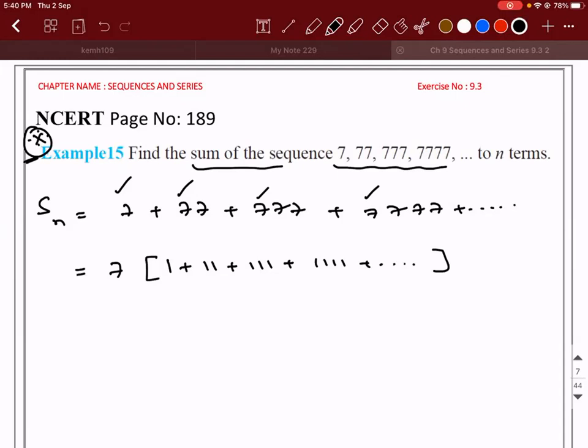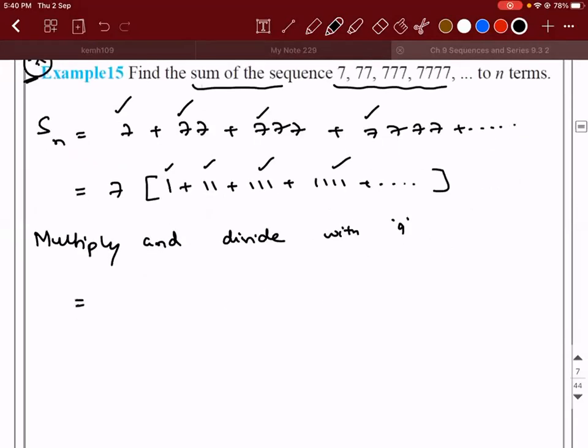Now, what we can do with this kind of a problem is, if you observe something like this, 1, 11, 111, all these numbers can be taken close to the multiples of 10. So for that, this is the only step we will be borrowing: multiply and divide with 9. Once you do that, you will get 7 by 9 into 9 plus 99 plus 999 plus 9999.